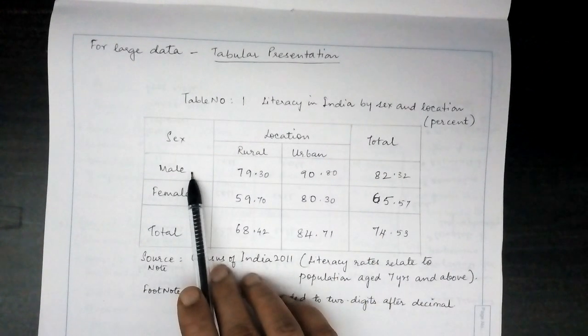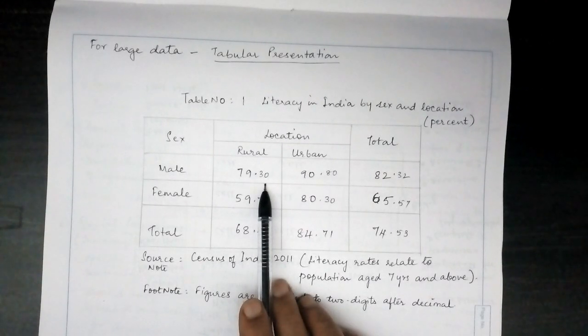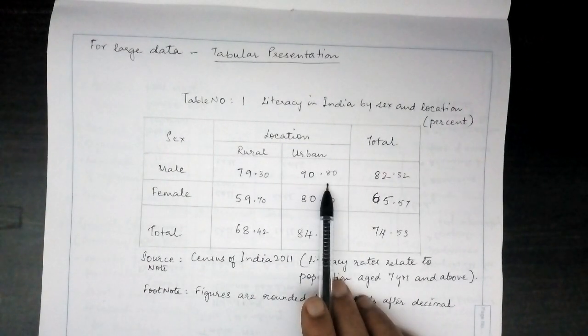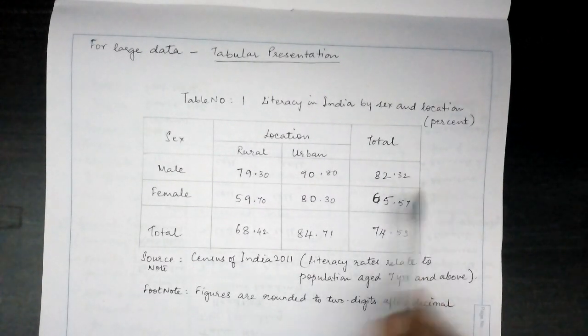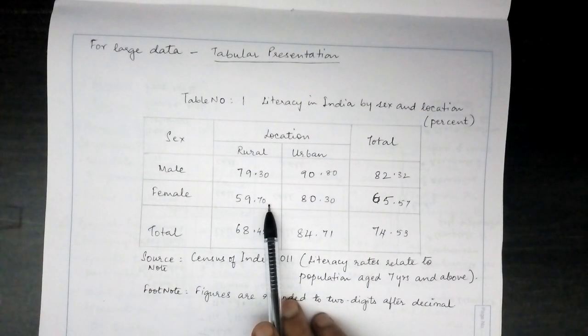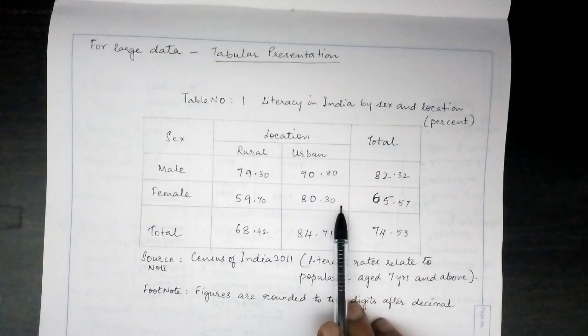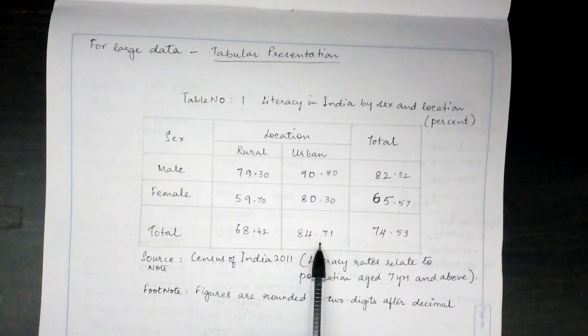And then it says that the data is presented in percentages. So the male population in the rural regions is 79.3% literate, whereas in urban it is 90.80%. The total literate persons of males is 82.32%. Then the females in the rural region are 59.70% literate, and in the urban regions it is 80.30%. The total people literate in the rural areas is 68.42, and that in the urban areas is 84.71.